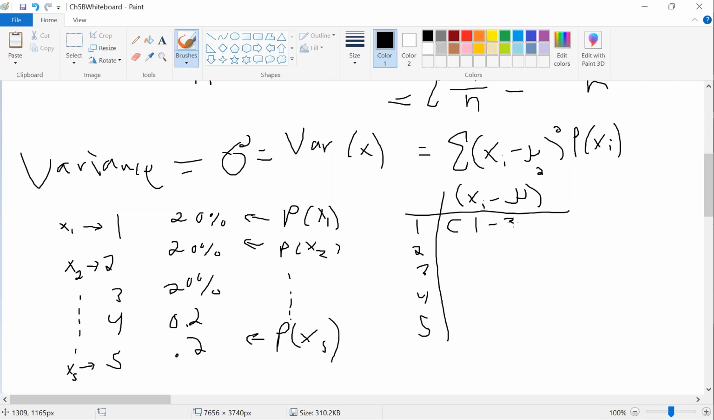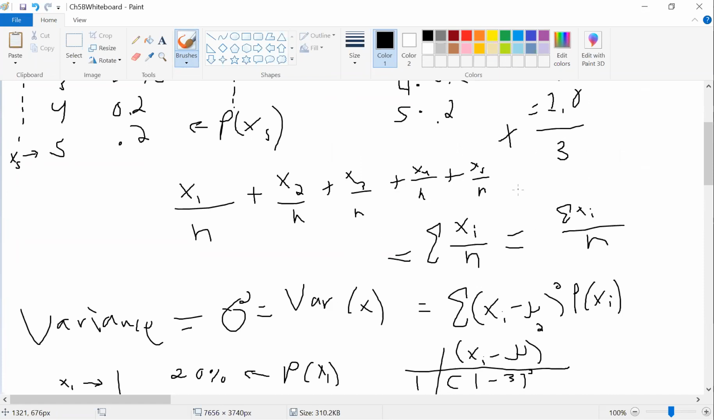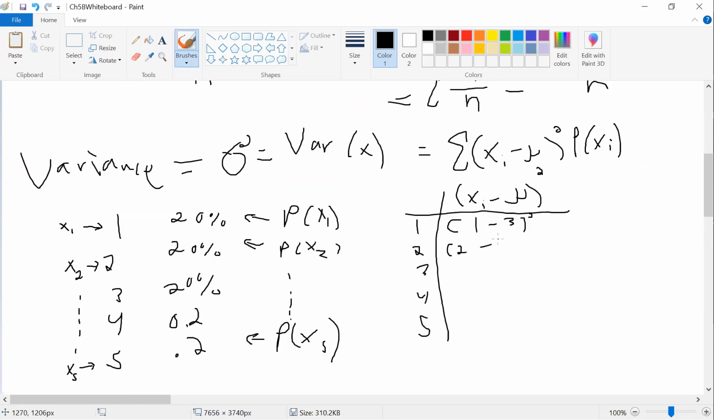So we'll have 1 minus 3 squared. And here the 1 is our xi. The mu we already calculated is 3. It's not going to change. 2 minus 3 squared, 3 minus 3 squared, 4 minus 3 squared, and 5 minus 3 squared. So 1 minus 3 is negative 2, square that, we get 4. 2 minus 3 is negative 1, square, we get 1. I'm just going to save you some time and write down the rest, because you all know how to do basic math. Here's where we change it.